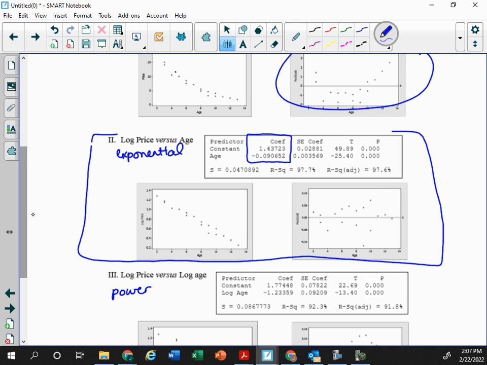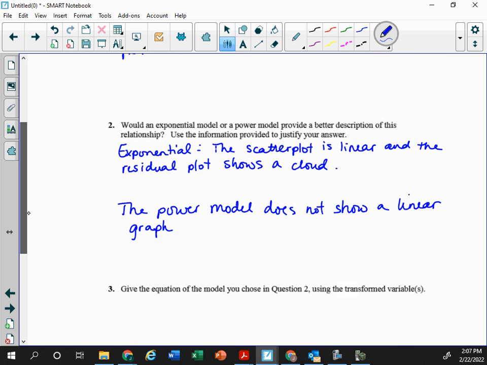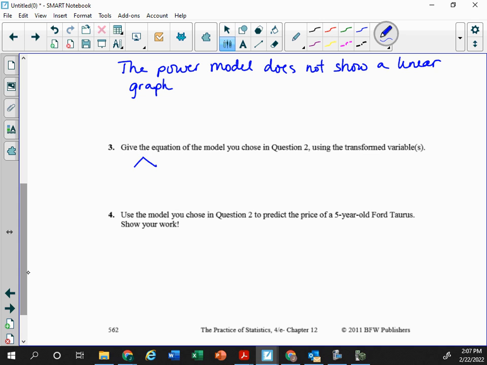Now the weird thing with writing the equation: we can't just say price equals this or predicted price equals it. We have to say log of price, because that's the transformation that was used. So our equation, I'll put the hat on it and say log of price. So predicted log of price is 1.43723, and you don't have to use that many decimal places, minus 0.09065 times age.